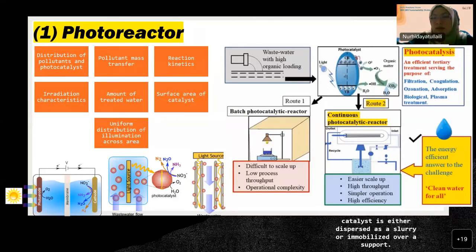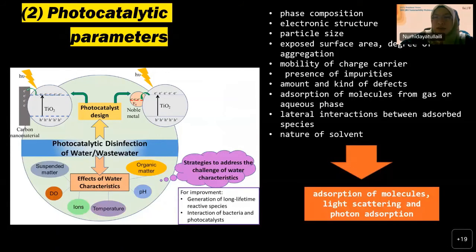So that's why some researchers came out with the new continuous photocatalytic reactor, which is much easier for scale up and has high throughput and simple operation. The catalyst can be reused and recycled many times, and it also saves energy. Here the setup is focused on the catalyst being dispersed in a slurry or immobilized over the support.